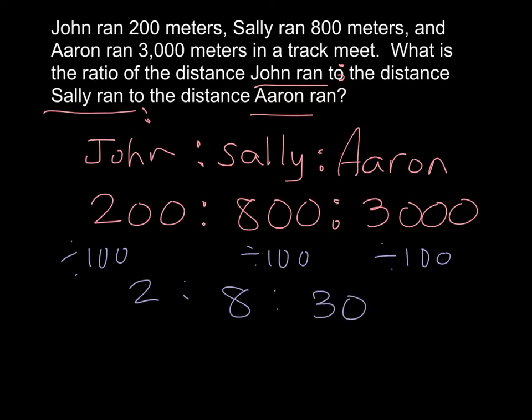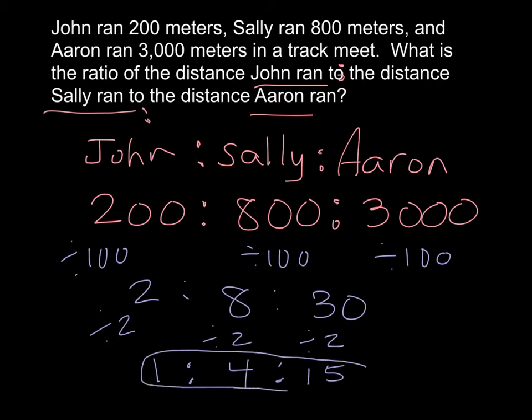I see that I can divide each of those by 2 because they're all even. So that'll give me 1, 4, to 15. So in simplest form, it's 1 to 4 to 15. I could have just divided by 200 in the beginning and gotten there in one step.